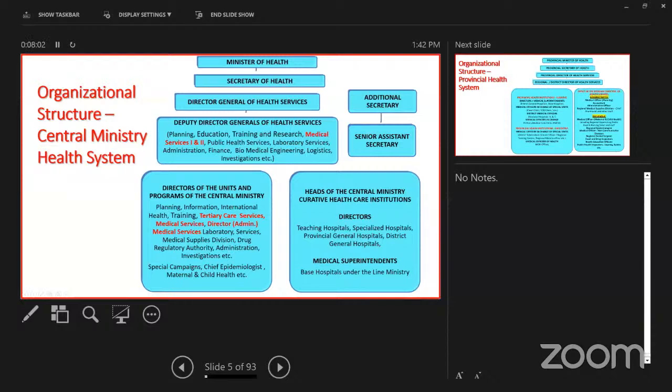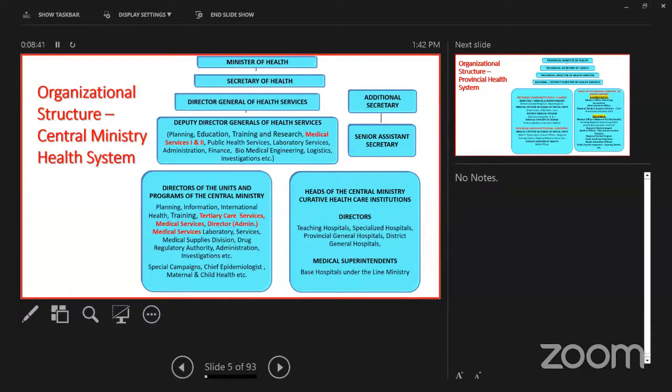Under him, there are several Deputy Director Generals of Health Services, what you call DDGs. For example, for your internship, the task of giving internship is handled by Deputy Director General, Medical Services 1. Once you successfully complete your internship, the post-intern allocation activity is coordinated by Medical Services 2. So you will see different activities are allocated, supervised, and coordinated by different people.